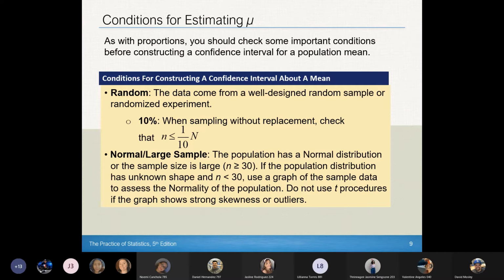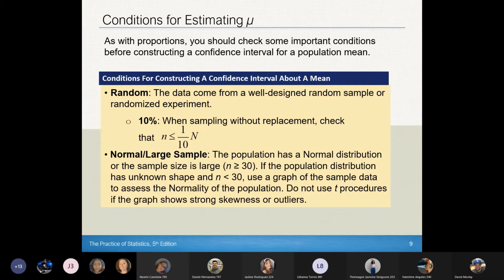And lastly, we check the normal large sample condition. The population has a normal distribution or the sample size is large, being greater than or equal to 30. So if the parent population is normal, we're good. If the sample size is large enough, by the central limit theorem, n greater than or equal to 30, we're good. Otherwise, if the population distribution has unknown shape and n is less than 30, we need to make a graph of our sample, like a box plot or dot plot, so that we can see what it looks like.